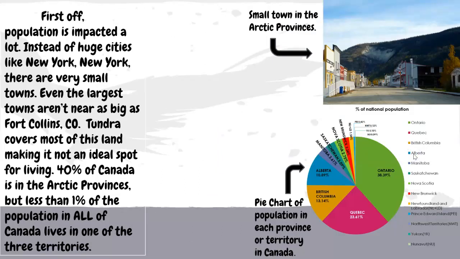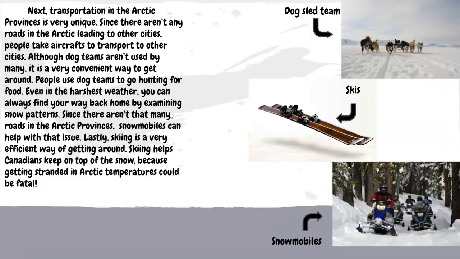Then we get into population. The text is nice and big. It's well organized. They have a picture, but also a chart. They found a pie chart that really fits with what they're writing about. Captions for both of them. The one about transportation, 3 pictures, and they're all 3 different kinds of transportation, which is really nice.